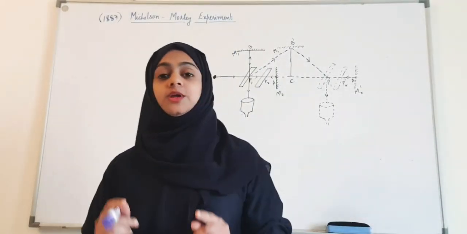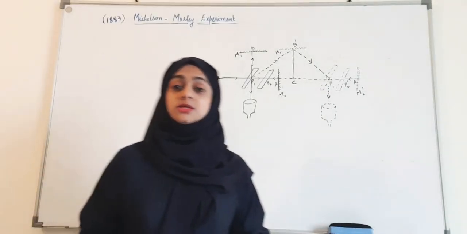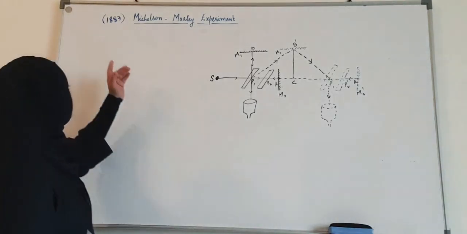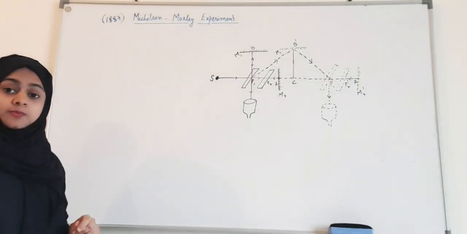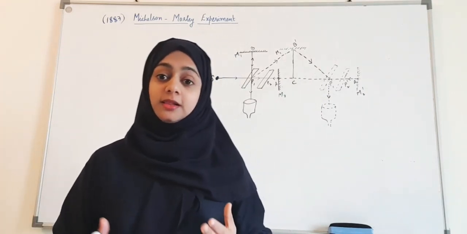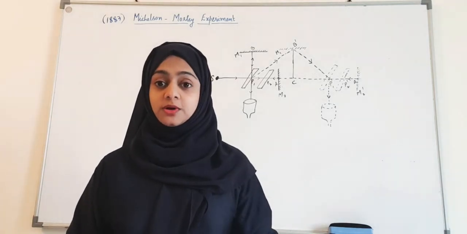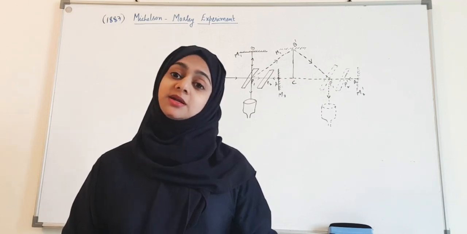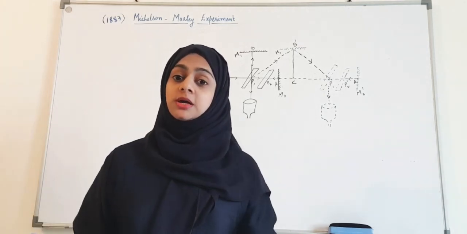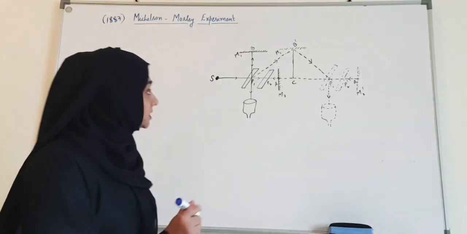Good morning. Today we are going to learn the Michelson-Morley experiment. This is one of the classical experiments in physics which was conducted back in 1887. At that time, the scientists thought that light, like other waves such as sound waves and water waves, requires a material medium for its propagation. And they thought that the whole universe is filled with a hypothetical medium which is called ether.